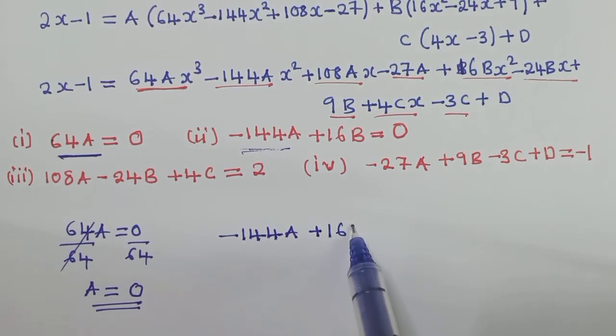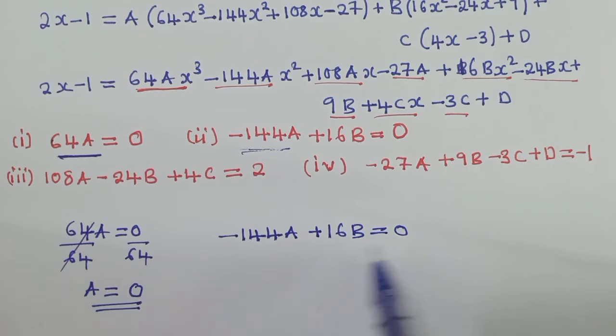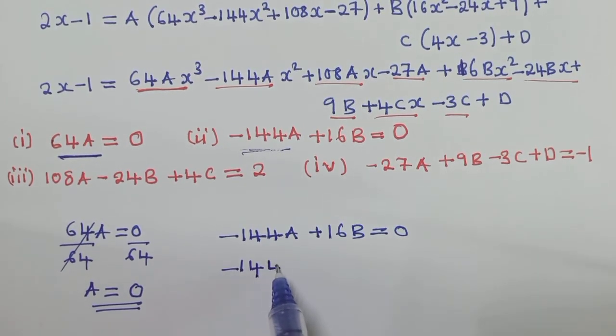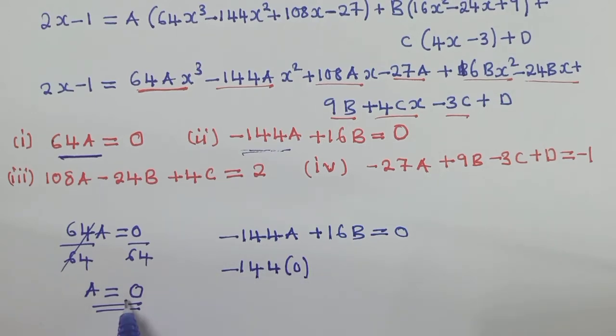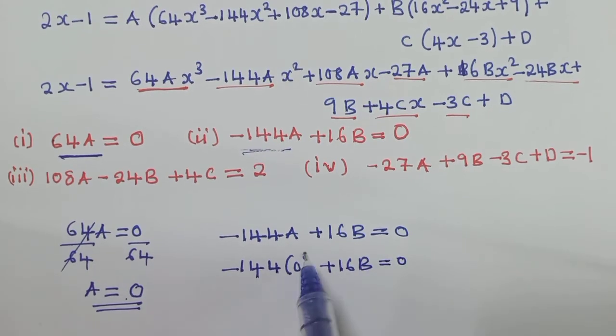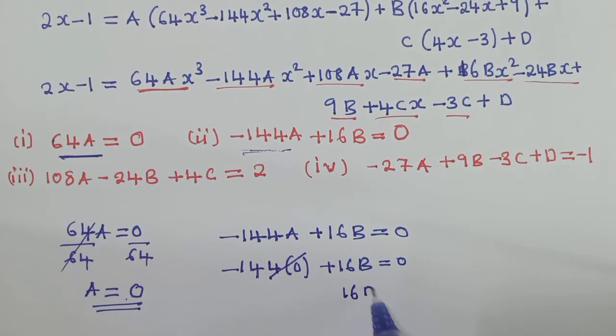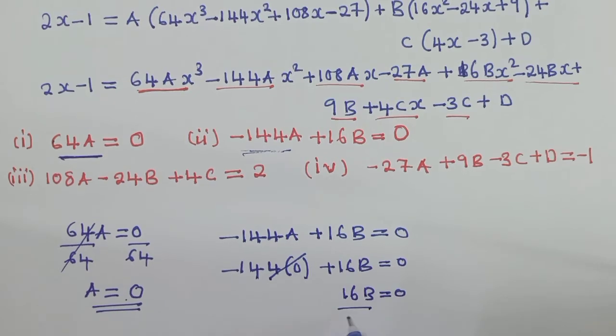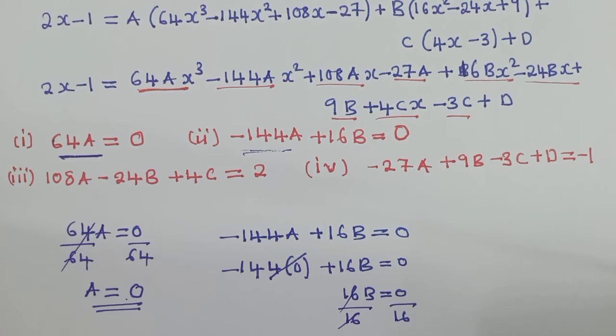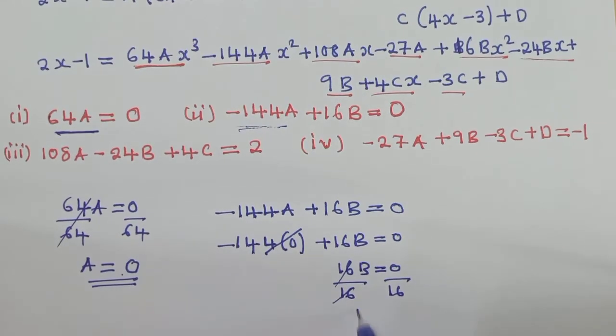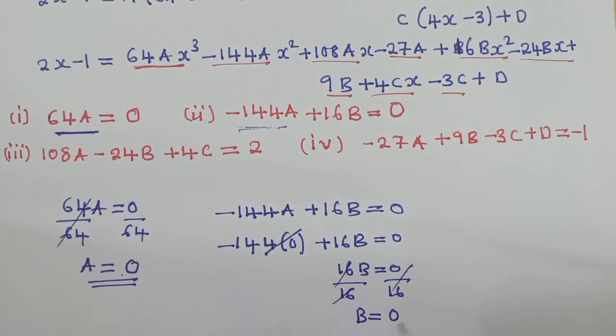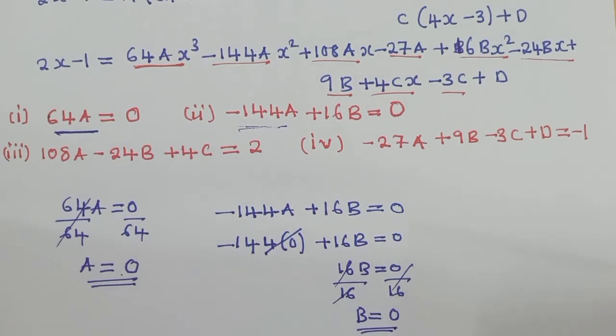So it's 144a plus 16b, which equals 0. So here we solve for b. We shall put a, which is 0 here, plus 16b will be equal to 0. So this thing equals 0. 16b is equal to 0. Divide by 16. Our b, of course, will be equal to 0. So b is equal to 0.